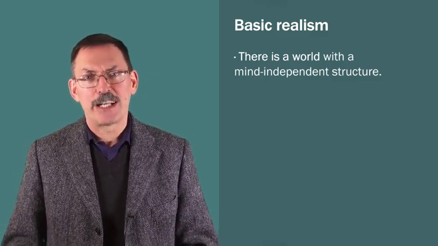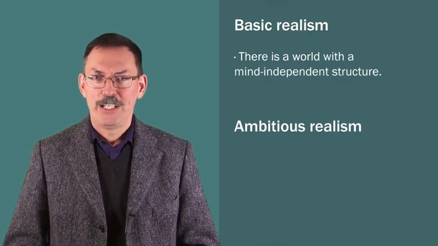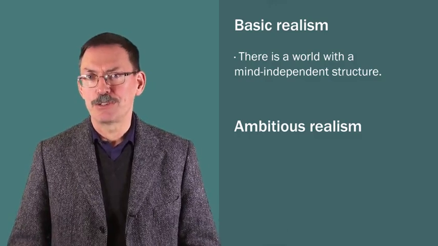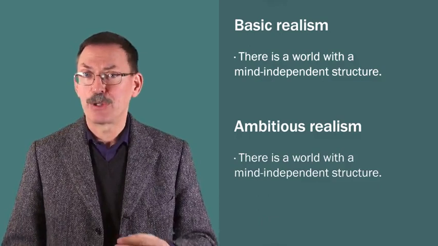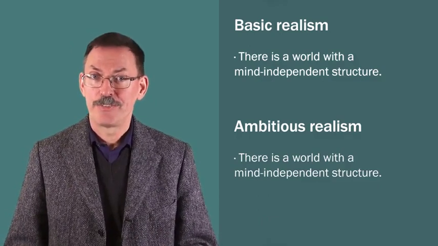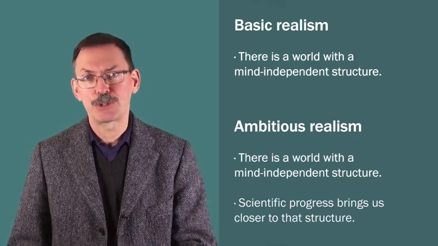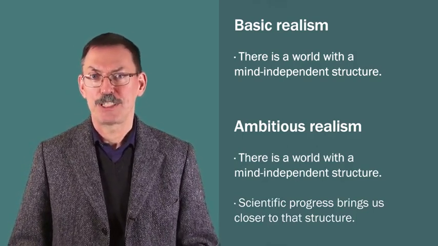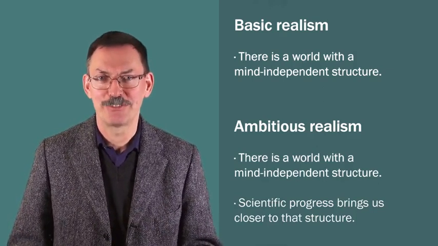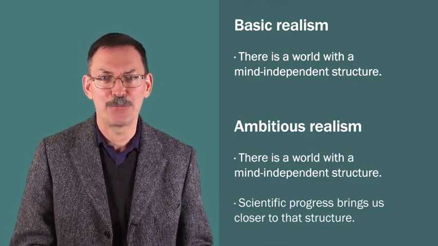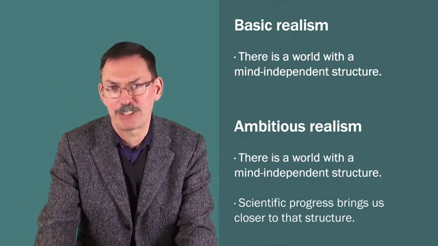Let's distinguish from that a second form of realism. Let's call that ambitious realism. Let ambitious realism be the view that there is a world independently of our thinking, and that world has a specific structure, and that scientific progress consists in getting ever closer to that structure. This view is also sometimes called scientific realism. Let's just call it ambitious realism, to have the contrast between basic and ambitious. Now, how does the relativist stand with respect to those characterizations?